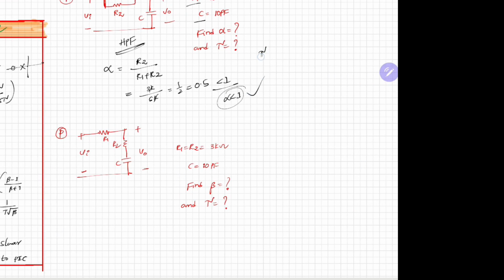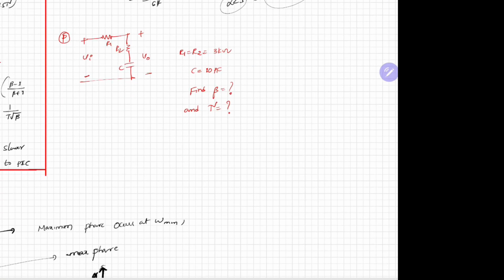How to find out the tau value? Do you have any idea? See, finding out the tau value is R1C. R1 is 3 kilo ohm and C is, as I mentioned, 10 picofarad. You can take any other question, like 6 microfarad, just an example I have mentioned here. It is 9 milliseconds. This is how we need to find it out. Got it?